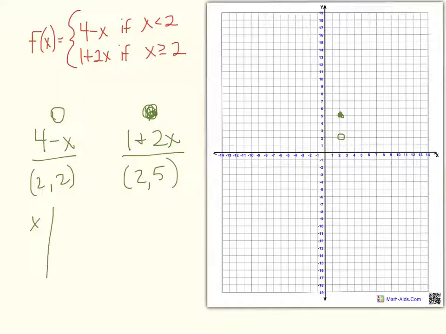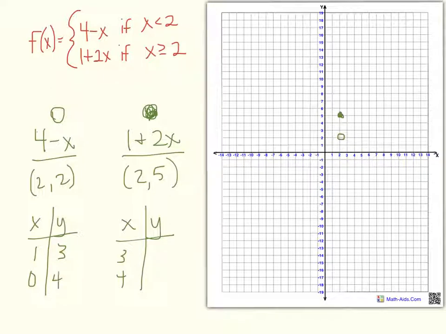From here on out, you're just going to use your t-chart, like you did on the last one. Be careful, you have to check your rates. For the 4 minus x, it has to be less than 2, so less than 2 might be a 1 or a 0. And for 1 plus 2x, it's got to be greater than or equal to 2, so you might be looking at a 3 and a 4. So we plug those in. 4 minus 1 is 3, 4 minus 0 is 4.